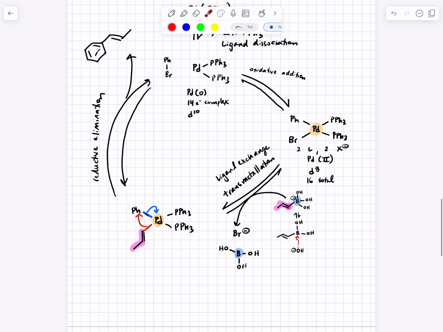I guess I should have added that before that reductive elimination step, notice that the ligand exchange does not change the properties of the metal. We still have two X-type ligands. It's still a D8 metal. It still has 16 total electrons. When we do the reductive elimination, we go back down to palladium 0, D10, 14 electron complex, and we're ready for another turn of the cycle. Okay, so what do you need to be able to know? You need to be able to recognize what an oxidative addition step is, what a reductive elimination step is.